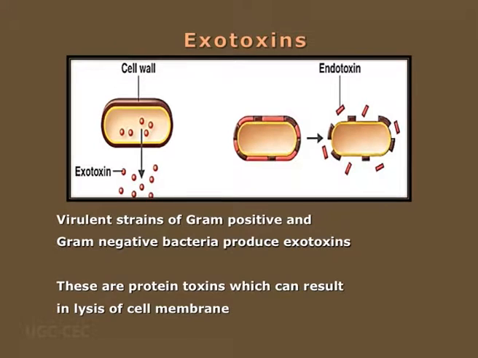So coming to exotoxins, as we discussed, these are small soluble molecules which are secreted out of the bacteria, and mostly gram-positive and also a few gram-negative bacteria can secrete these exotoxins. Now, once these exotoxins are produced, they can enter the host cells by different routes.